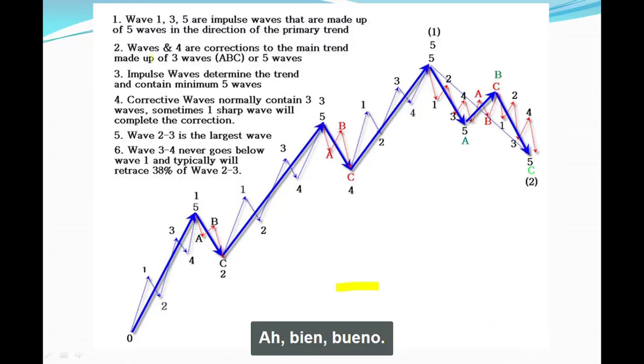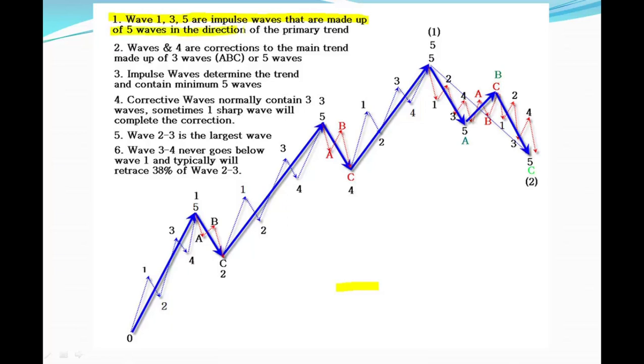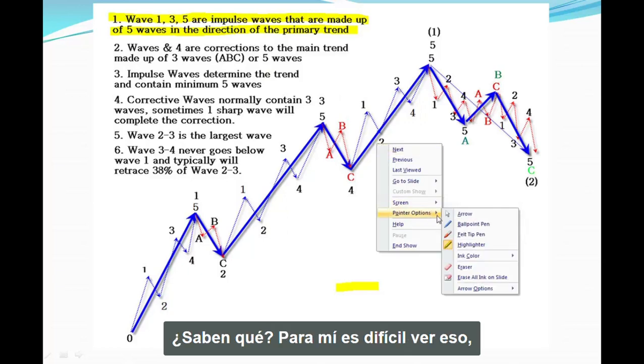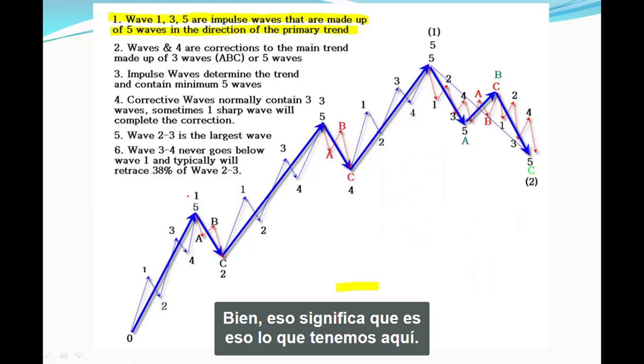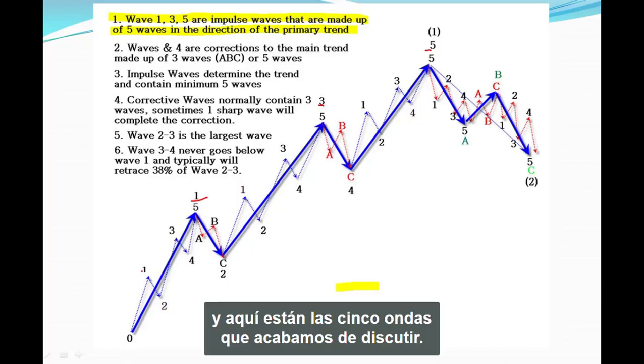Okay, good. Now, wave 1, 3, and 5 are impulse waves made up of 5 waves in the direction of the primary trend. All right, it's hard for me to see that, so let me go back to the felt tip. Which means that's what we have here. 1, 3, and 5 are made up of 5 waves, and here are the 5 waves that we just discussed.